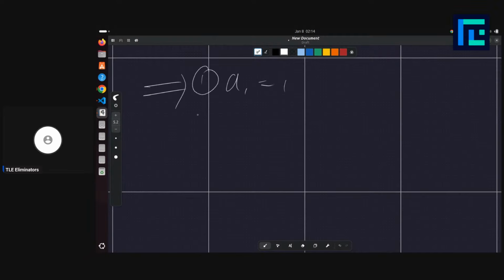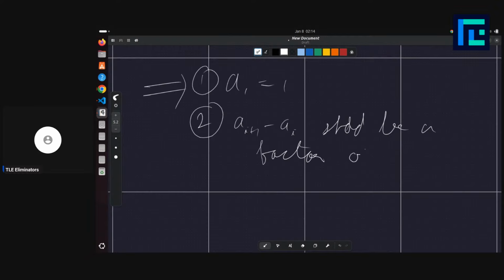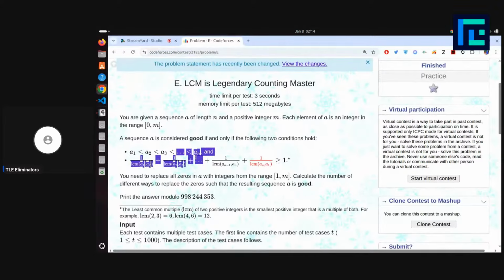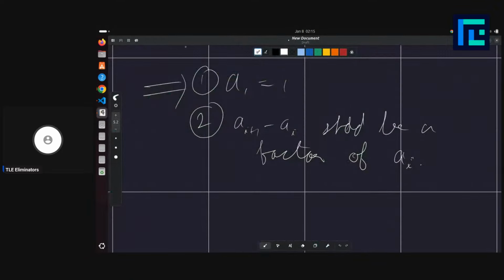That's the first condition. And the second condition is that a(i+1) minus a(i) should be a factor of a(i). Okay, so these two conditions are necessary and sufficient conditions. So if we want to count the number of arrays which satisfy these two conditions, we can just count the number of arrays satisfying these two conditions, and it will be fine.